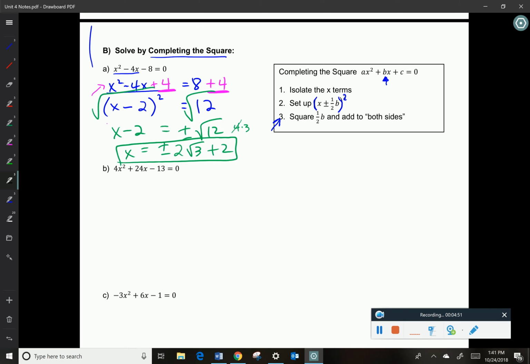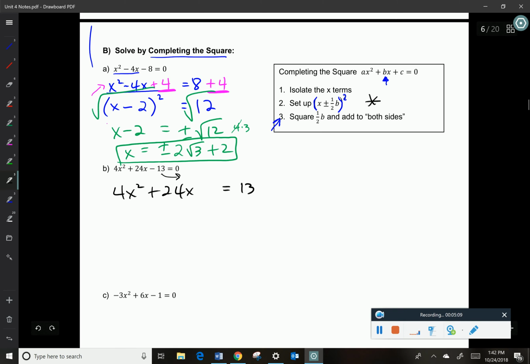All right, letter B. So first of all, number 1 says isolate the x terms. So I'm going to move that 13 to the other side. So I've got 4x squared plus 24x equals 13.